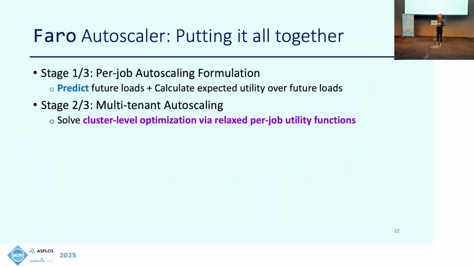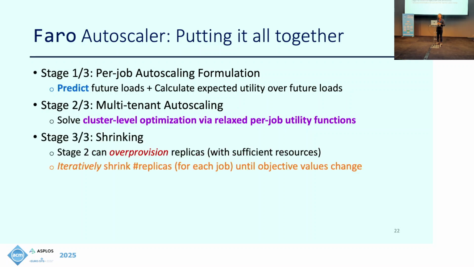Putting these together, Faro first abstracts the SLOs into utility functions for each job, and then for the cluster itself, decided by the administrator cluster function. Then we use the cluster level optimization function that I've just described via relaxed per job utility functions. And then finally, when decisions are made to give resources to each job, we may have given resources slightly more than it needs to satisfy its SLO. So we shrink each job additively, replica by replica, until it just satisfies its SLO. That's called shrinking. That's the third stage.